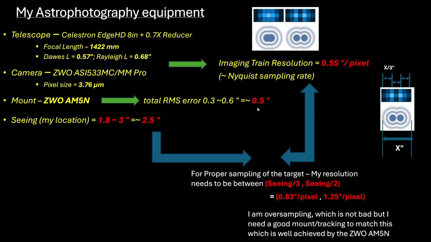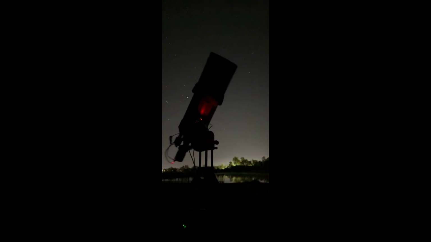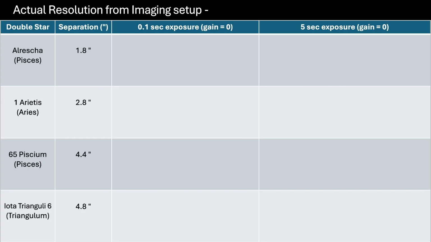But the real question is, is this oversampling of any use, or would using an imaging setup with a higher image scale, like by using a smaller aperture and smaller pixel size, be a better option. For now, let's see visually what result I get from my Edge HD 8-inch and ZWO 533 camera. For my resolution test, I pointed my telescope towards some double star systems in different constellations. As you can see, I chose double stars with separation ranging from less than my seeing to 4.8 arc seconds of separation between them. I set my camera gain to 0.